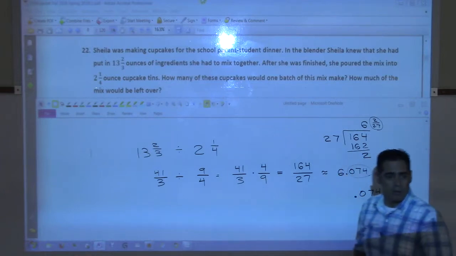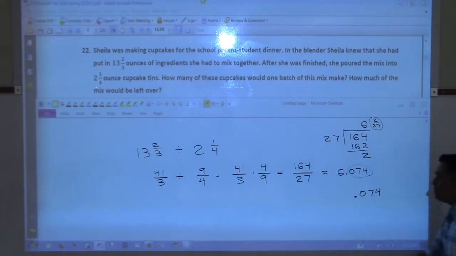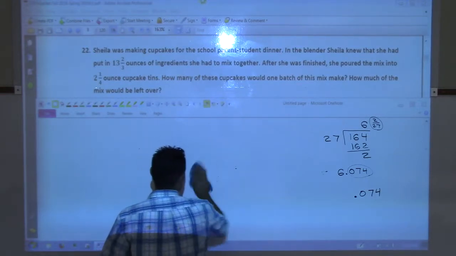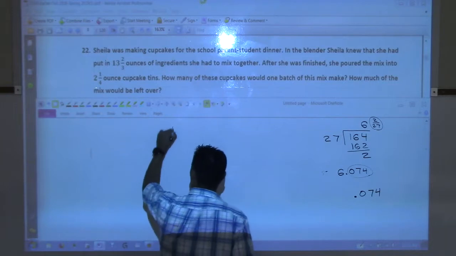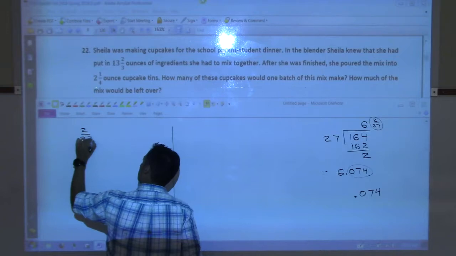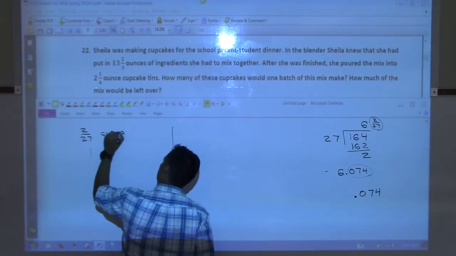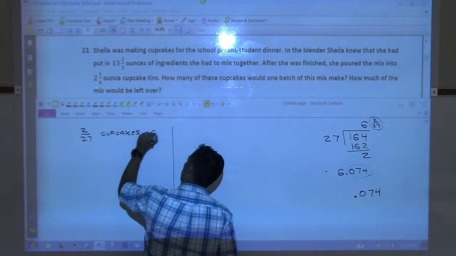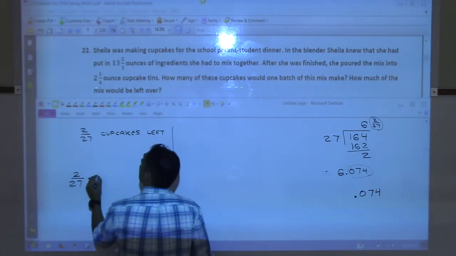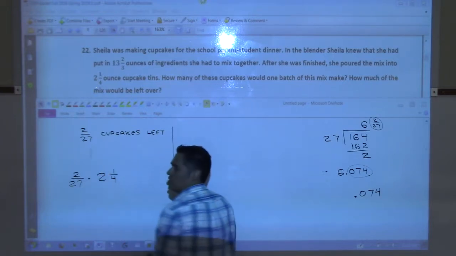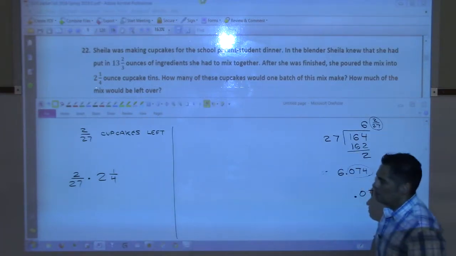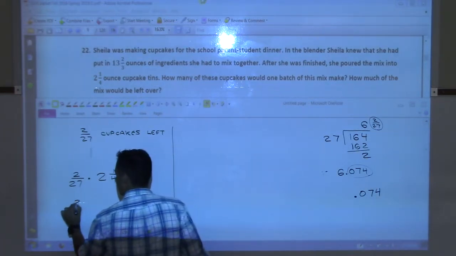2 1/4. Now, I said I would do this 2 ways. We'll show it to you both ways, and we'll get the same answer either way. So option 1 is to use the fact that we have 2 over 27 cupcakes left over, right? We take that 2 over 27 and multiply it times the ounces in each cupcake. So there's our ounces each cupcake. We need to multiply those.